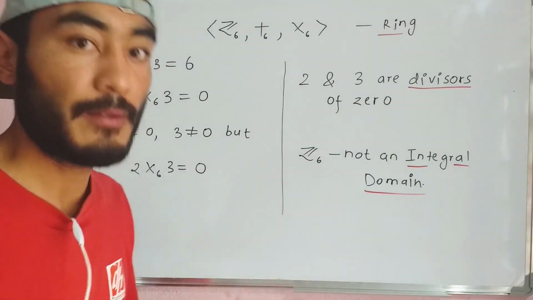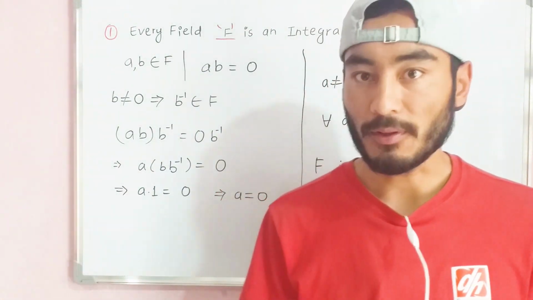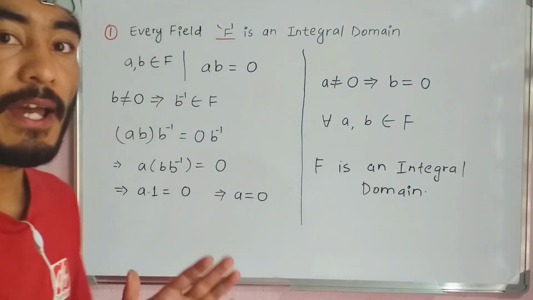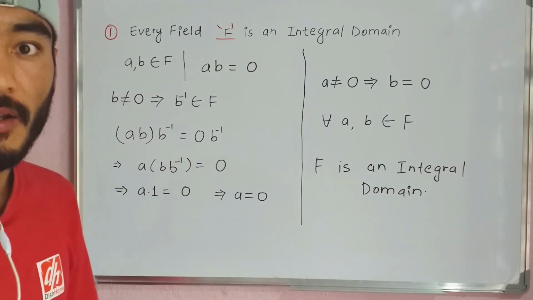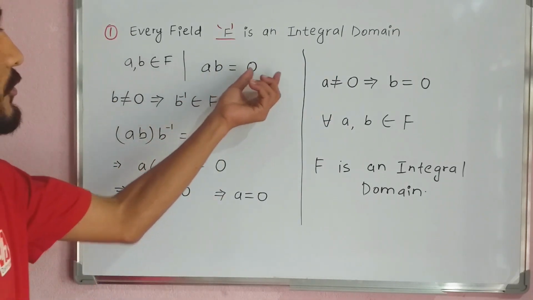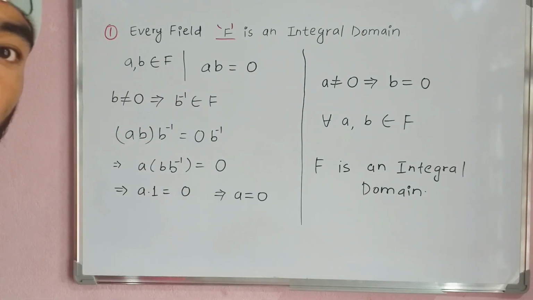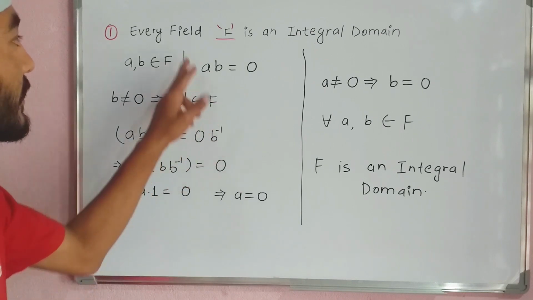So Z6 has divisors of 0 and Z6 is not an integral domain. Next we study two theorems that make a link between field and integral domain. The first theorem states every field F is an integral domain. Suppose a and b belong to F such that the product ab equals 0. Then b not equal to 0 implies the multiplicative inverse of b exists in F because F is a field.